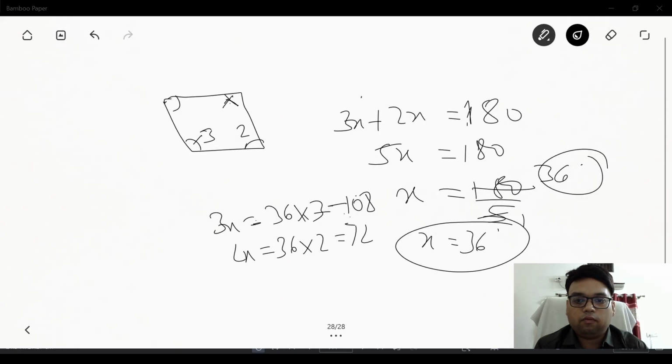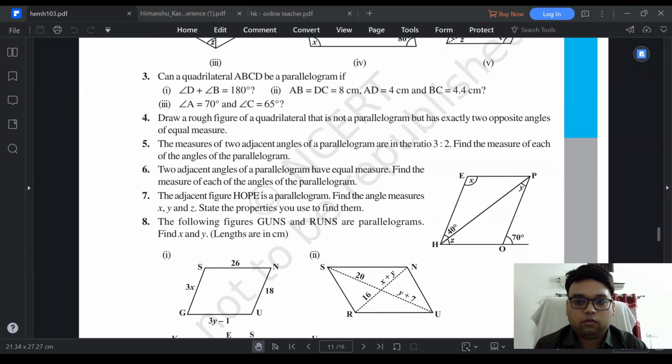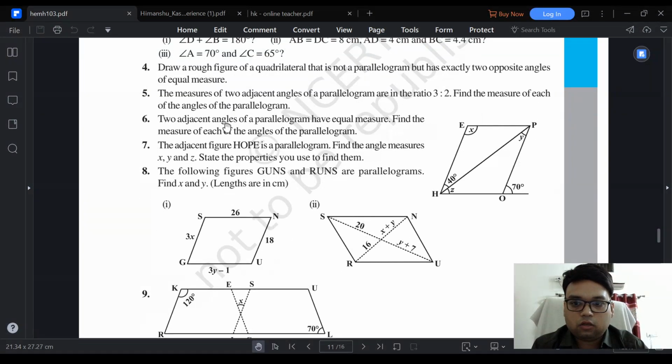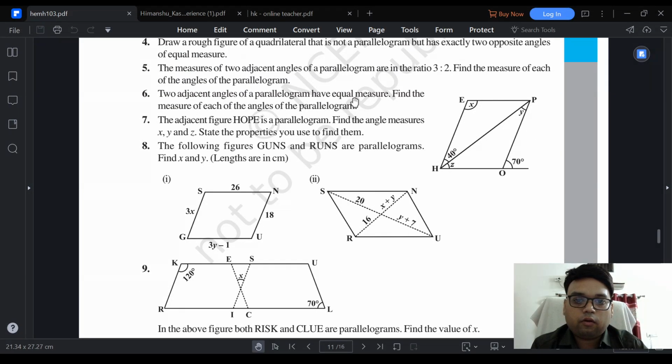Now moving forward to the next question. Question number 6. Two adjacent angles of a parallelogram have equal measures. Find the measure of each angle of the parallelogram. This is a simple question. This will be your homework. I am giving you the hint for question number 6.